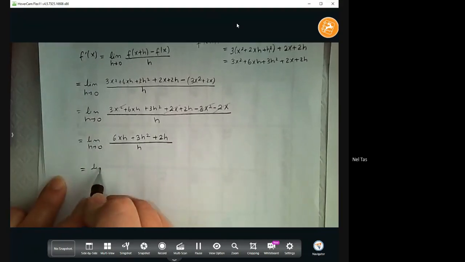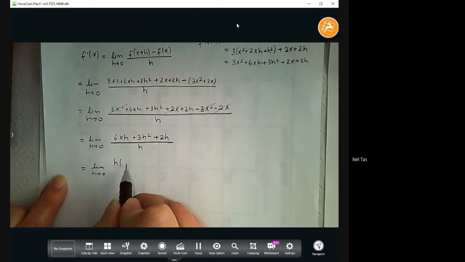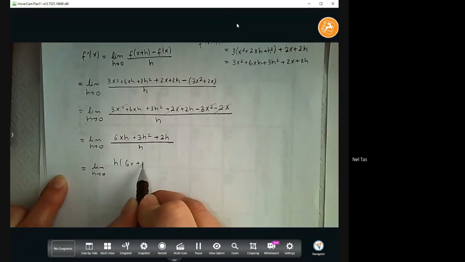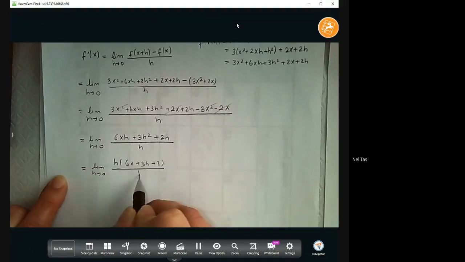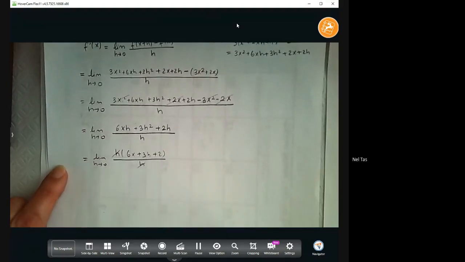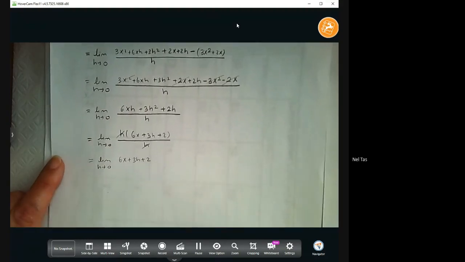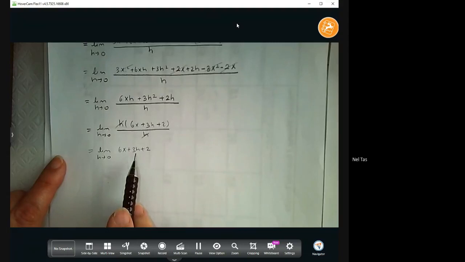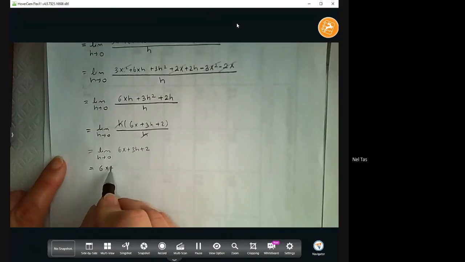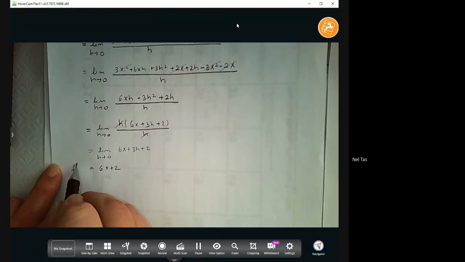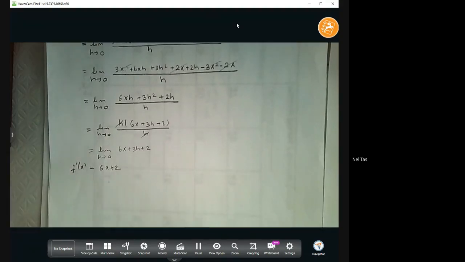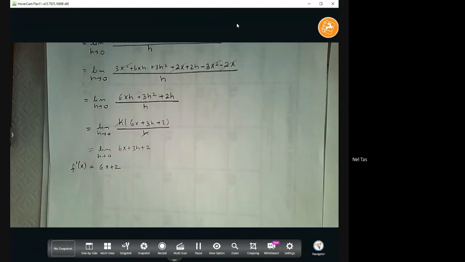So limit as h approaches 0, factor h: h times 6x plus 3h plus 2, over h. H and h is gone. As you do that, again, you removed the 0 over 0 situation. Now we can substitute 0 for h, and you get 6x plus 2. So now you have f prime, or the derivative function. This means, again, you can find the slope of any tangent by just substituting any x value in the derivative function.